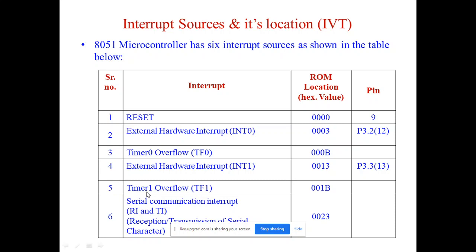In a similar way, if the interrupt comes from timer 1, the controller will take the starting address of the ISR from location 001B. Similarly, suppose the interrupt is generated because of serial communication. At that time the controller jumps to location 0023 to take the starting address of the ISR.